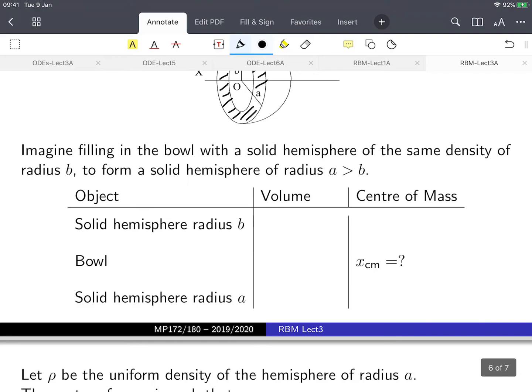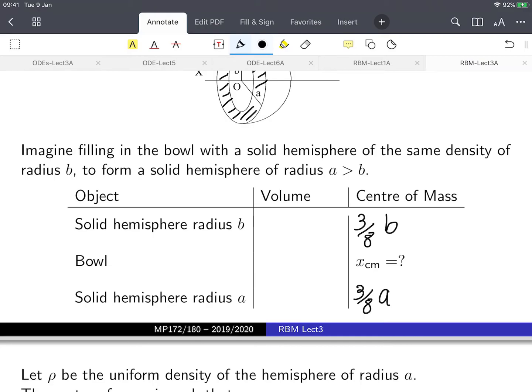Solid hemisphere of radius B. Where is the center of mass? We saw that in the previous lecture. It's at 3/8 of the radius, which is B. And similarly for the solid hemisphere of radius A, we are at 3/8 of A. And then if I put those two together, I don't know the center of mass of the ball, that's what I'm looking for, but if I put them together, I get the third line.